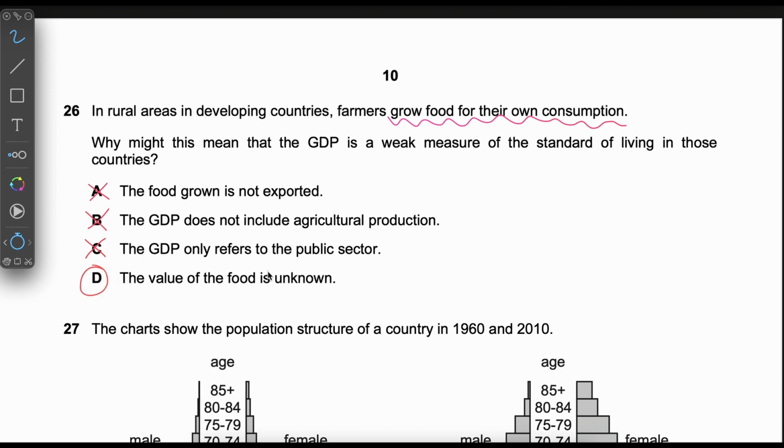The value of the food is unknown. And this is simply true because the value of the food would never be determined. They're not selling the food. They are simply eating it. So they grow it and it's gone. So it never becomes part of the GDP calculation. So D is our answer for 26.